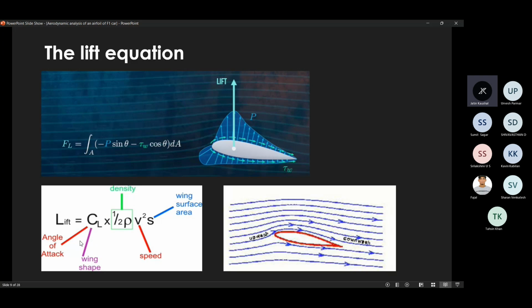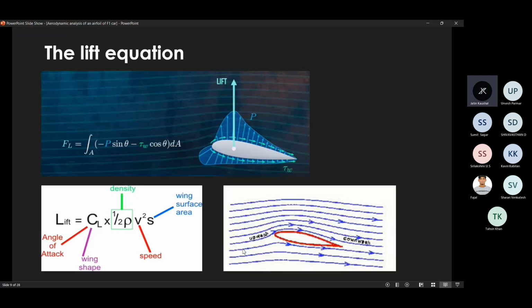It depends on the angle of attack, which will be coming soon, and the wing shape. This is our pressure density term, whereas rho is our density, S is wing surface area, and V is velocity. So the lift force is given by half rho V square S multiplied by the coefficient of lift.